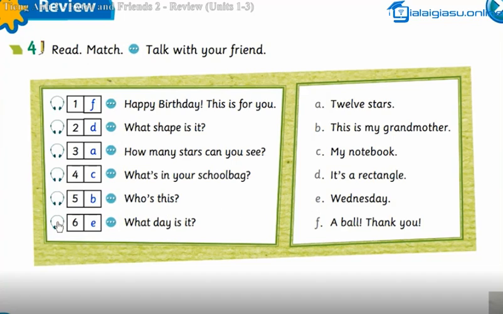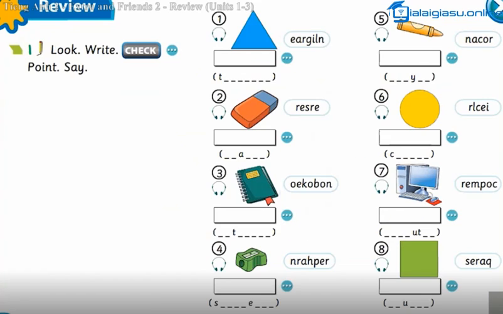Let's listen. What day is it? Wednesday. We did a very good job today. Can you tell me what we have learned? Yes, we do exercise to review from Unit 1 to Unit 3. Good job. Very good.